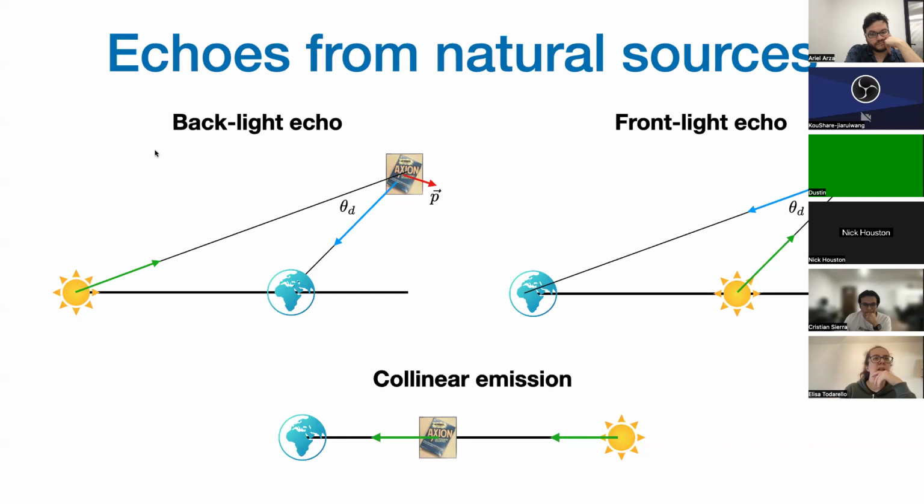So this is the backlight echo, which is the most studied case, in which I have the source on one side, and I look in the opposite direction. And then we have the front light echo, in which we look at decay from dark matter situated behind the source from our point of view, because the source also emits in the direction opposite to us, so we can detect this echo from behind the source, which we call the front light echo.